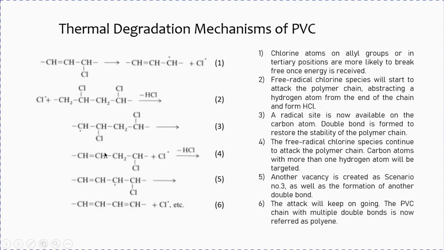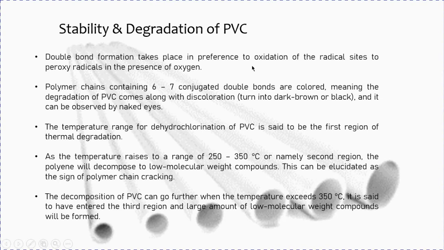This mechanism is often referred to as dehydrochlorination of PVC, and it usually starts from 100 to 250 degrees Celsius. Polymer chains containing 6 to 7 conjugated bonds are colored, meaning the degradation of PVC comes along with discoloration, and it can be observed by the naked eye. The temperature range for dehydrochlorination of PVC is said to be the first region of thermal degradation.